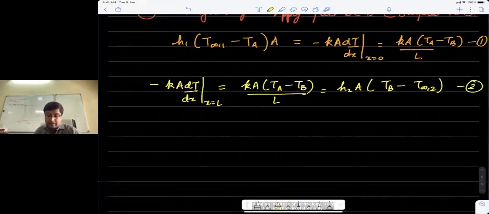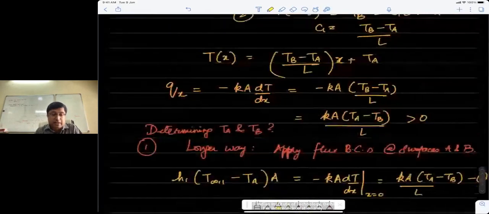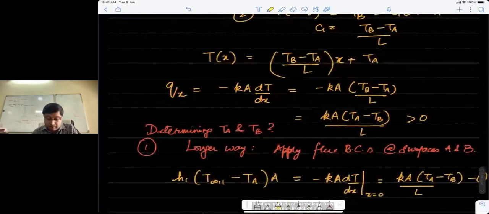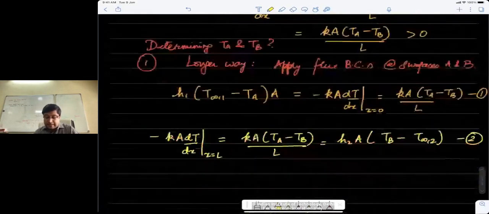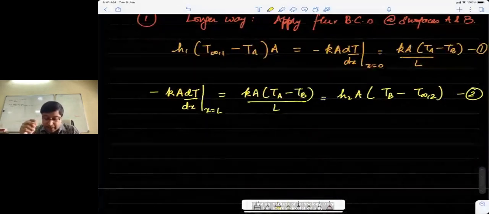And now I have basically two equations and two variables. So theoretically, I should be able to solve for Ta and Tb, and then plug the values of Ta and Tb in terms of other variables into this linear temperature profile, and we will be done. Except, before I ask you to do this on your own, in your leisure time, let me also say a few things.